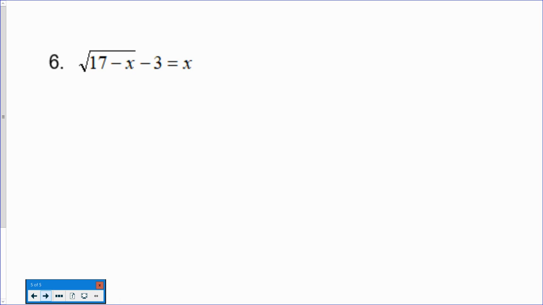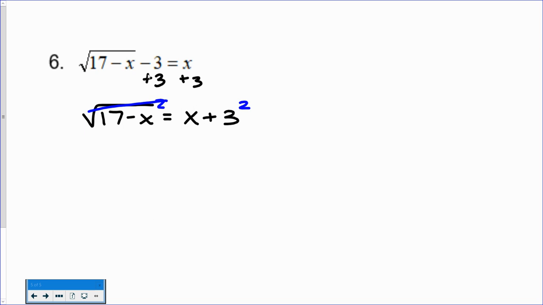All right, our last example here. So once again, isolate your radical, get it by itself. I'm going to add 3. 3 is not under that square root. And I can't actually add 3 to the x, so I'm just going to write x plus 3. Okay. All right, I've isolated the radical. I am ready to square both sides. So I'm going to undo that radical.